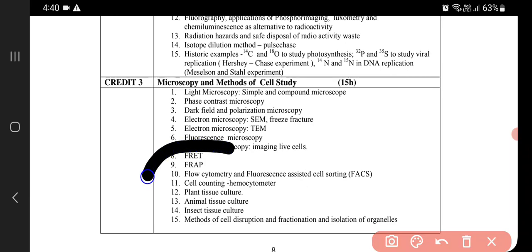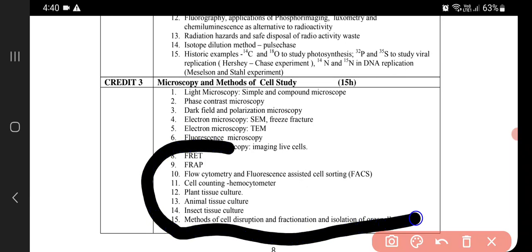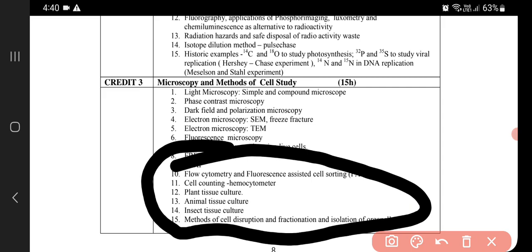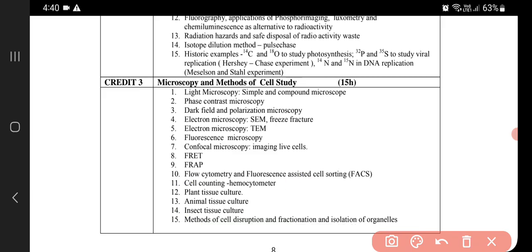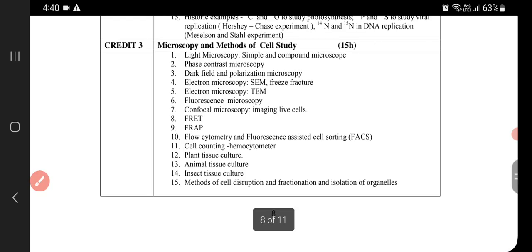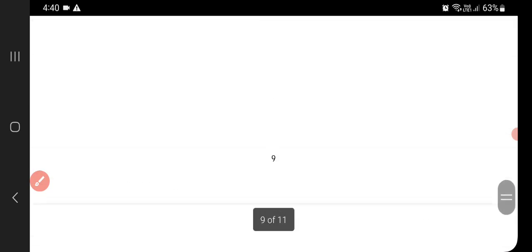And from FRET, FRAP onwards, all these things you need to study from the internet or your previous books. From topic 12 onwards it is from your intermediate book. So this is what I discussed about the reference books for the first semester.